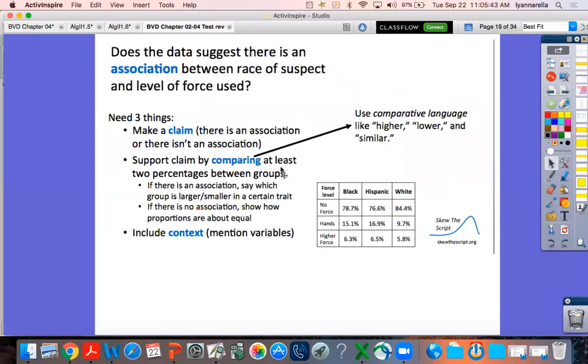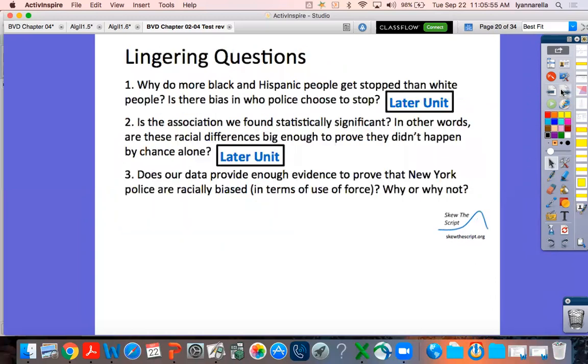And now they're saying, let's use some comparative language, like a higher percentage or a lower percentage or similar percentage. So comparative percentage isn't 'this number is this and that number is that.' It's percentage comparisons, because that's the true association.